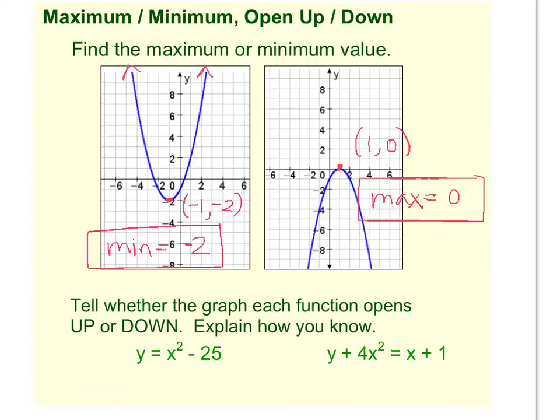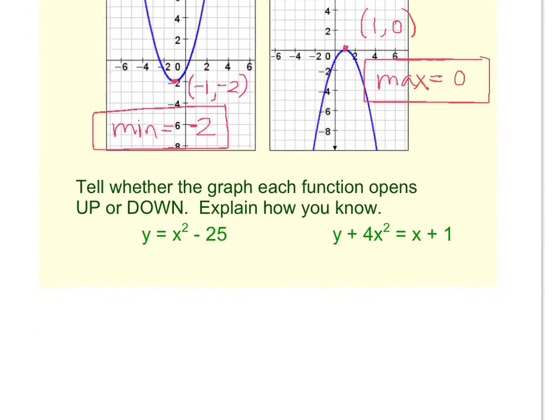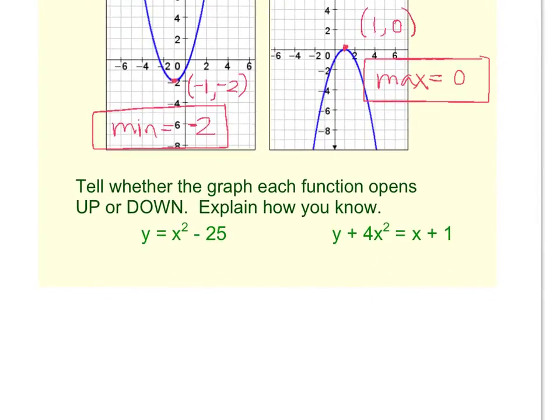Alright, so you can tell whether a graph is going to open up or down just by looking at the function, the equation. So this first one, you want to make sure it's in standard form first of all. We have y equals x squared minus 25. It's all about the a value. Remember, the a value we find in front of our x squared term, and the number in front here is a 1, so a equals 1. Because that's a positive number, I know that this graph is going to open up. It'll look something like this.